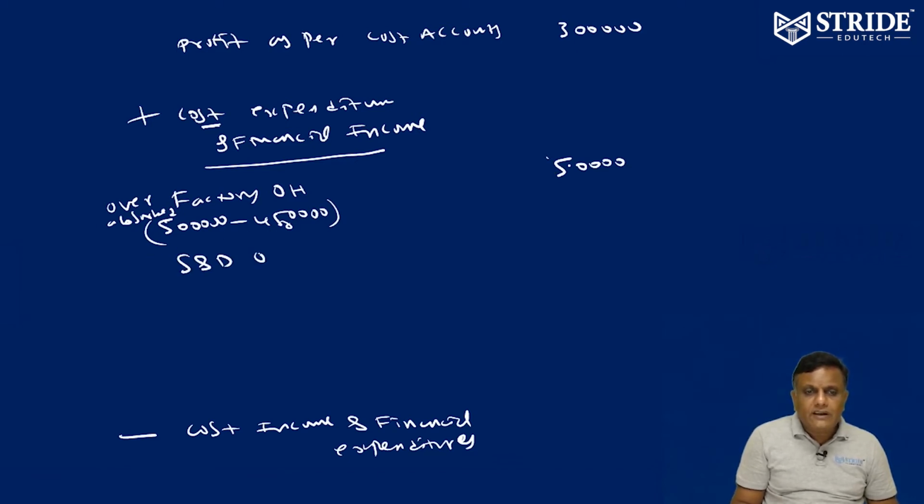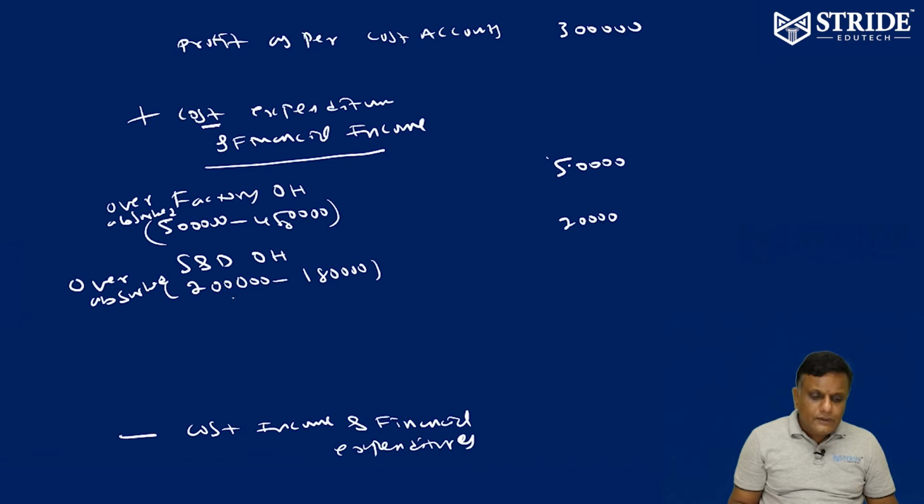Similarly, selling and distribution overheads. As per cost records, selling and distribution overheads are 2 lakhs. But as per financial records, it is 1,80,000. So the difference is 20,000. Here also the S&D expenditure in costing is higher than in financial. Again it is called over absorbed S&D overheads.